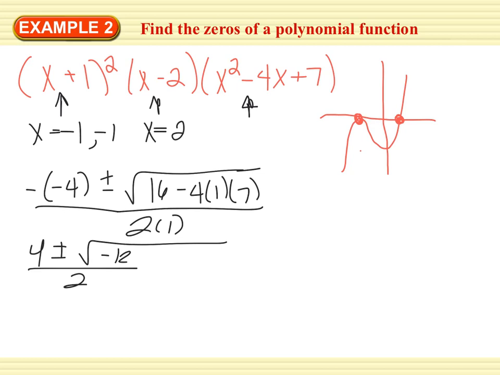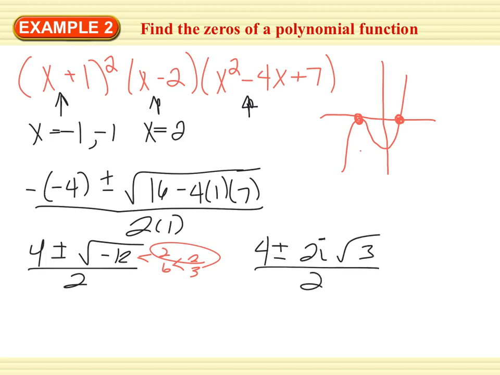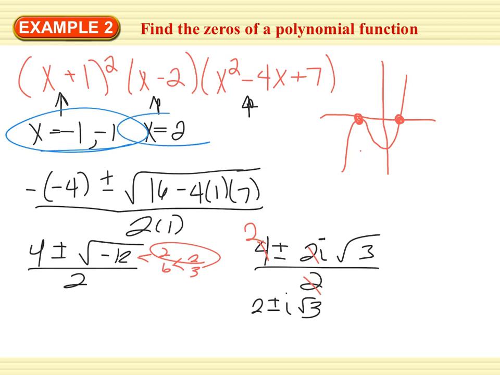12 breaks into 2 times 6, 2 times 3, so the 2's come out. 4 plus or minus 2i root 3 all over 2. I can simplify. That leaves me with 2 plus or minus i root 3. So I got 1, 2, 3, 4, 5 solutions. Cool.